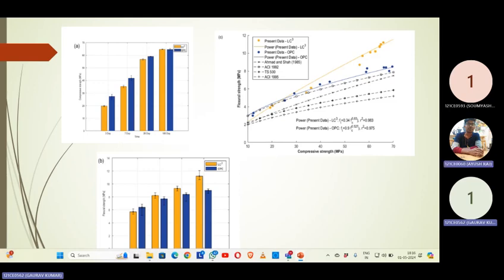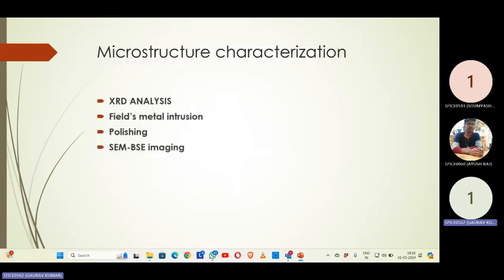This is a graph of compressive strength versus time and flexural strength versus time. Next slide. Microstructure and characterization. First one, XRD analysis. Then Field's metal intrusion porosimetry, and SEM-BSE imaging. Next slide.